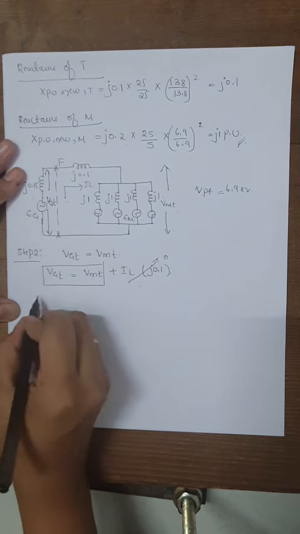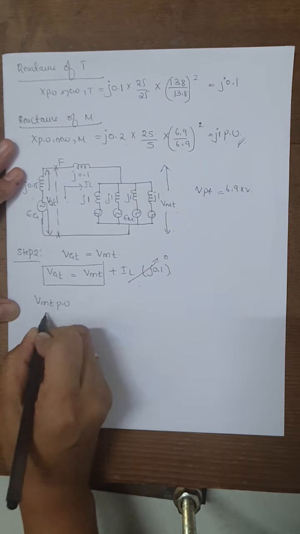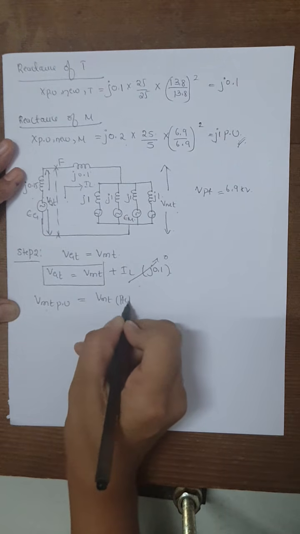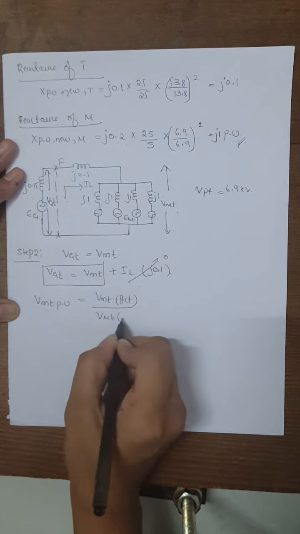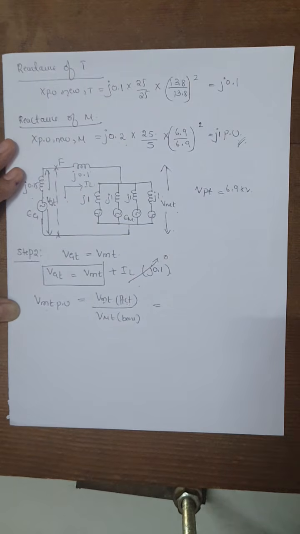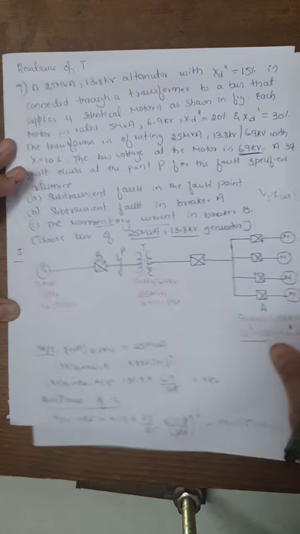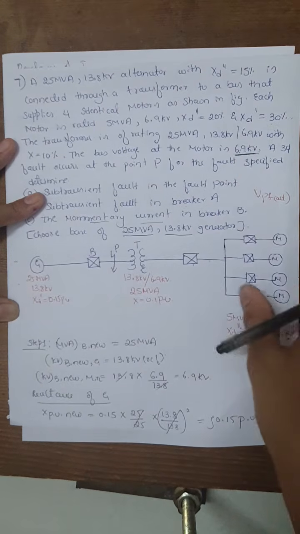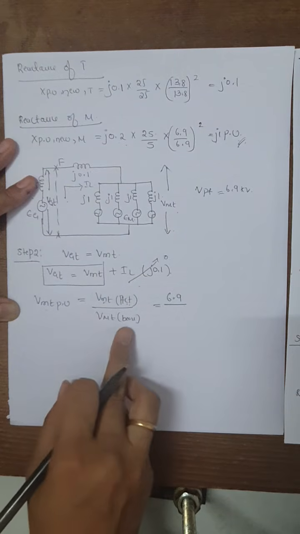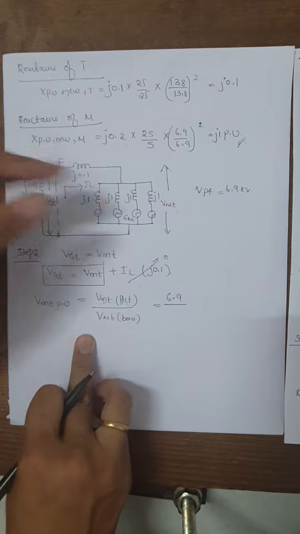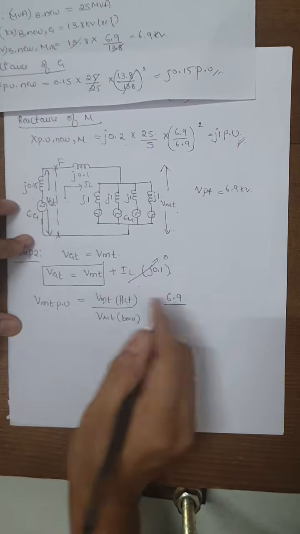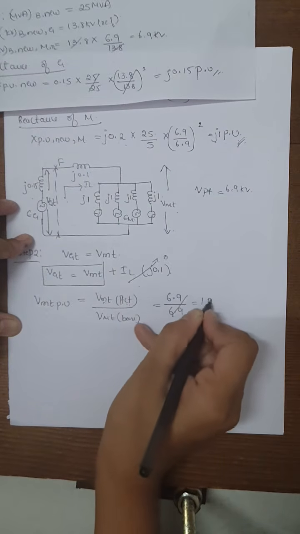Based on this we'll proceed with the VMT calculation first. This value will be equal to the VGT value. So VMT actual divided by the motor terminal base value. VMT actual is given in the problem. Look once again at the given problem, it is 6.9 kilovolt. So this is your actual value, 6.9, divided by VMT base, that is the base voltage on the motor side. That value will also be equal to 6.9 kilovolt. So we will get the answer as 1 per unit.